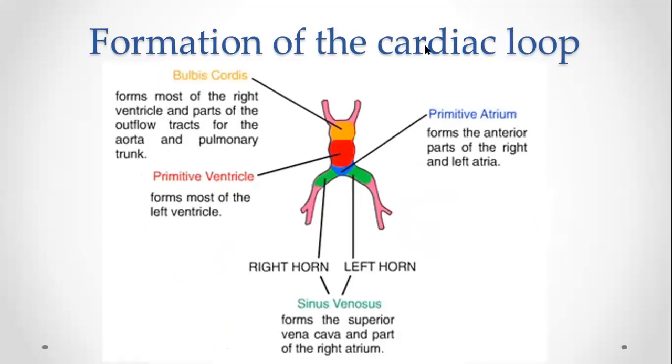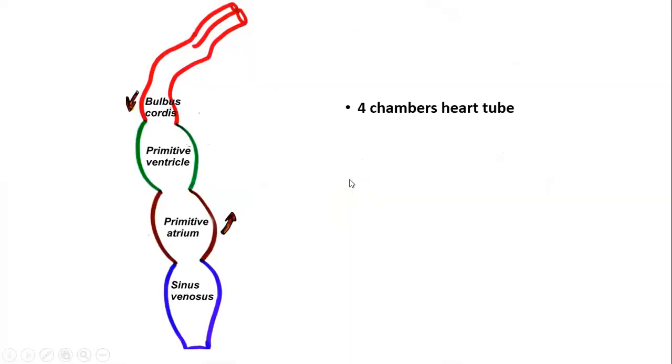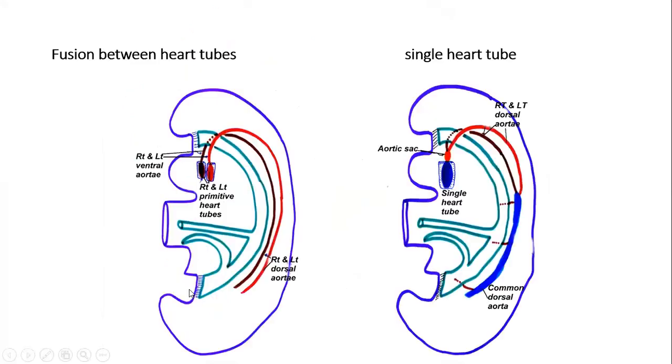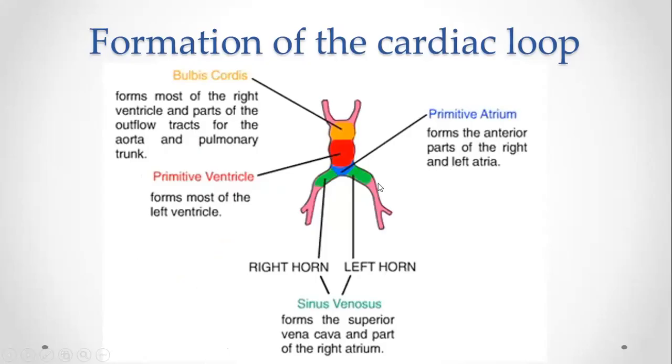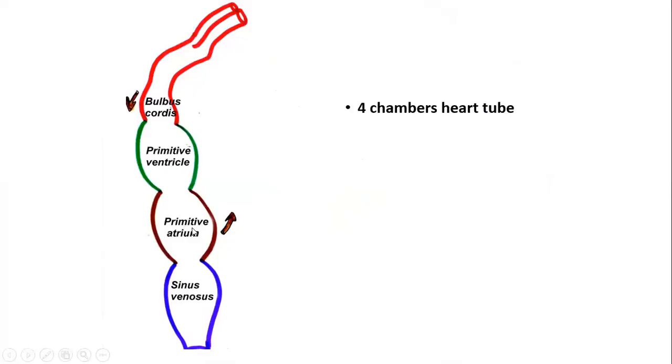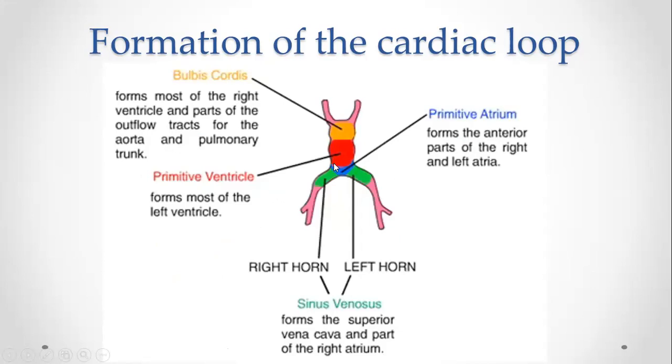Okay. Now, what will develop from each of these chambers? Because the formation of the cardiac loop is there, what develops from each of these? The sinus venosus, which is the lowermost, will divide into two, the right horn as well as the left horn, and they form the superior vena cava and part of the right atrium. Then above that is the primitive atrium. This primitive atrium forms the anterior part of the right as well as the left atria.